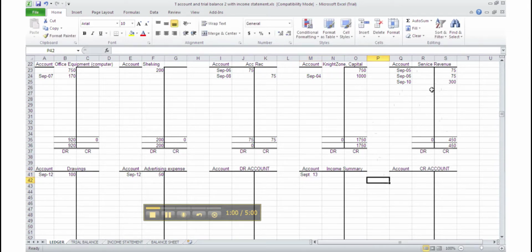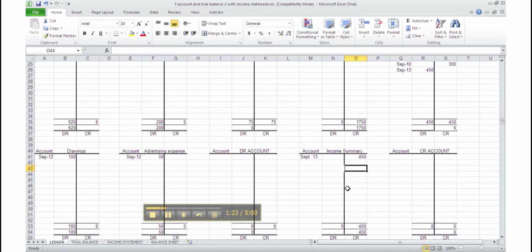And we'll first close the revenue. The first step is always to close the revenue. And we need to make the balance 0. So it's got a balance of 450 right now, so we need to debit the revenue 450 to give that a 0 balance. If we've debited revenue, we therefore have to credit income summary. And there we have it.